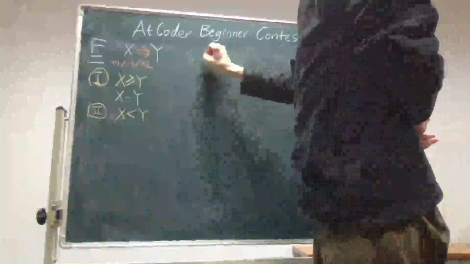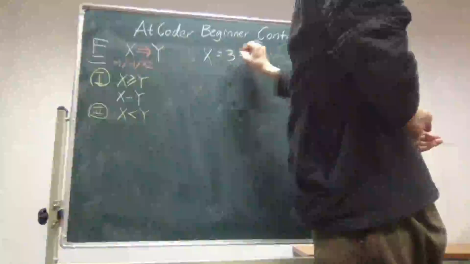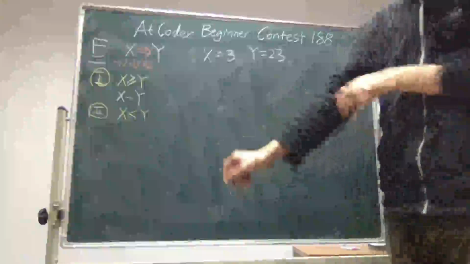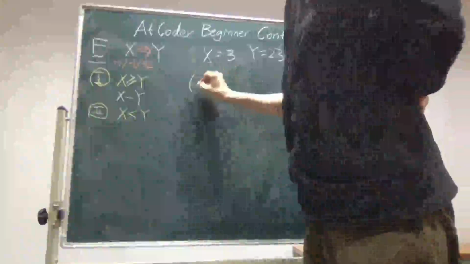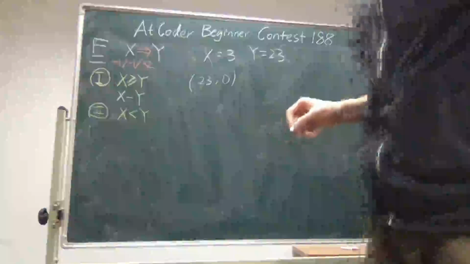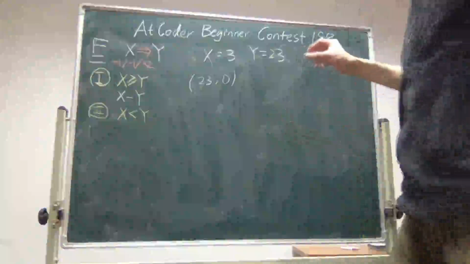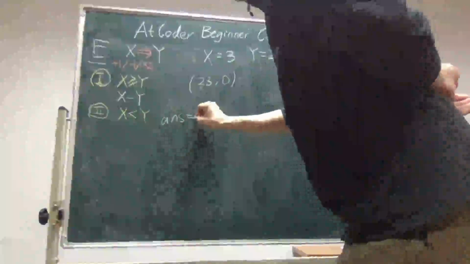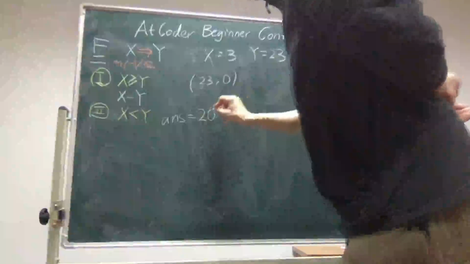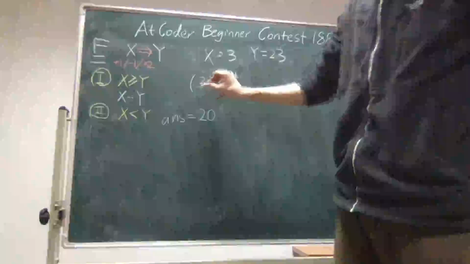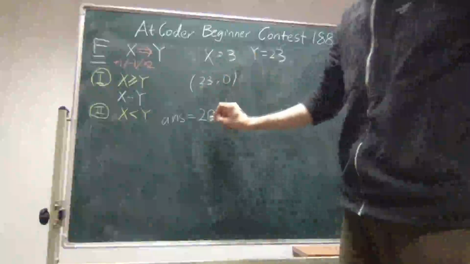So here we use x equals 3 and y equals 23. And we will start from 23, 0. 0 is the number of steps. Currently the answer is 20, since to go from 23 to 3, we use 23 minus 3, and we get 20.